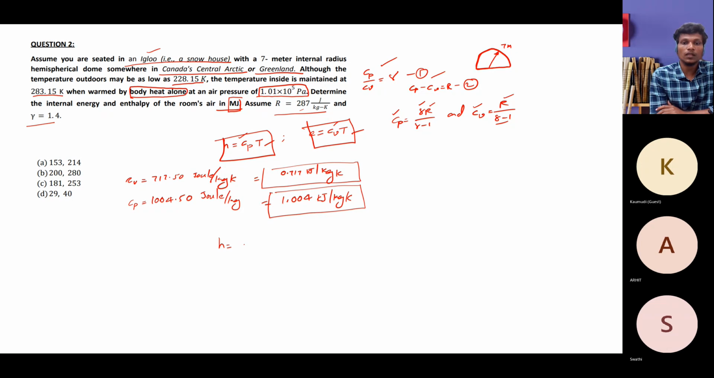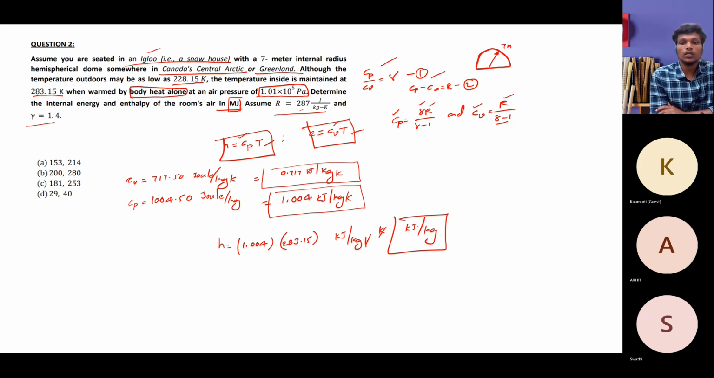I'm just substituting in this enthalpy equation. That is 1.004 times, in kelvins, inside temperature we have 283. But if you see the equation, we are just ending up with the kilojoules per kg.